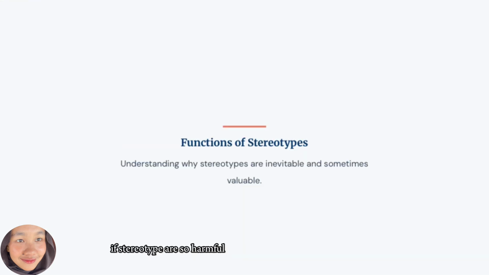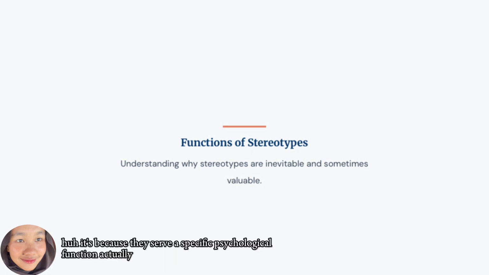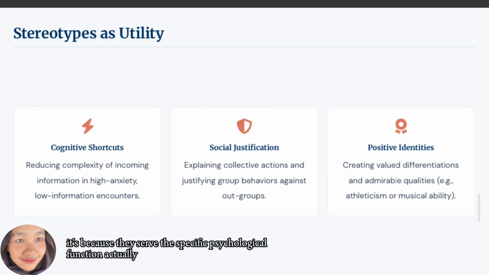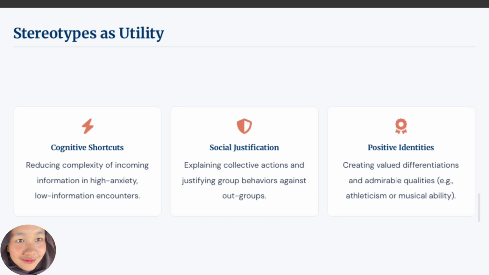Despite the negatives, if stereotypes are so harmful, why do they still exist? It's because they serve a specific psychological function actually. Stereotypes act as a cognitive shortcut, helping us manage anxiety in high stress, low information situations. They also provide social justification, allowing groups to explain or justify their collective action.